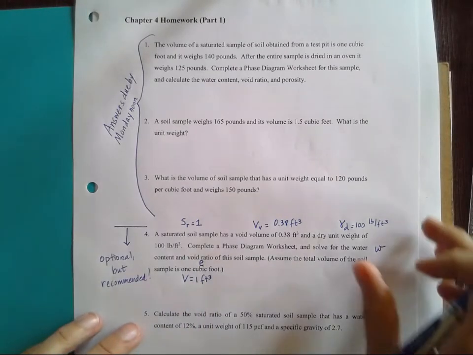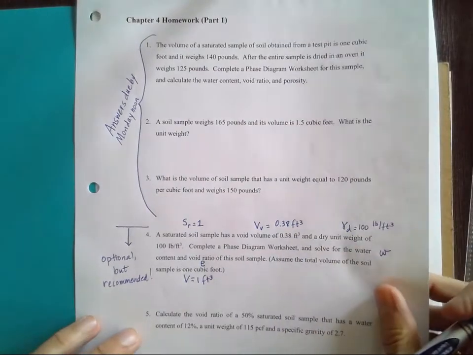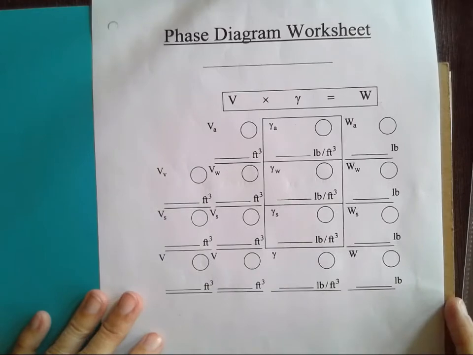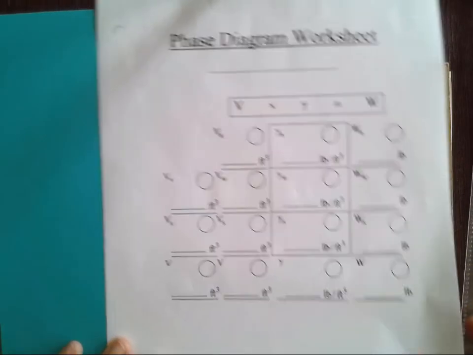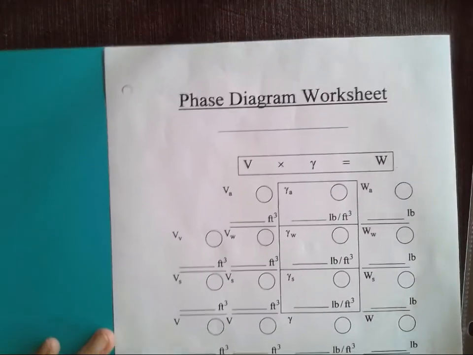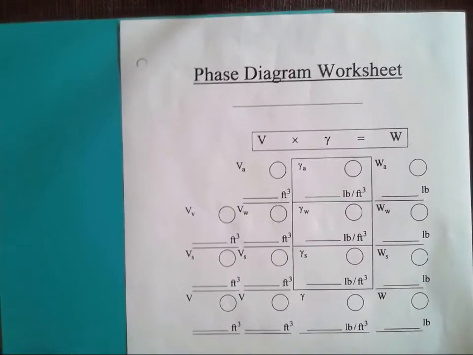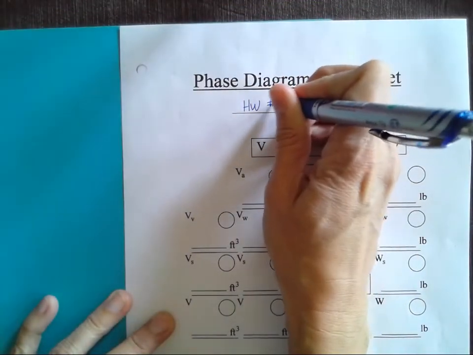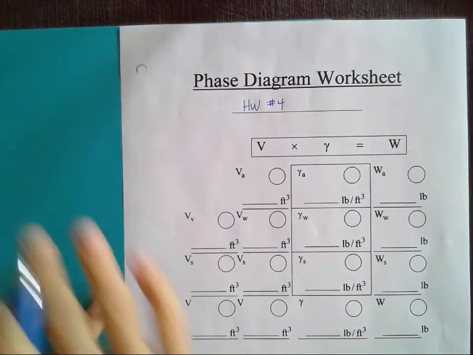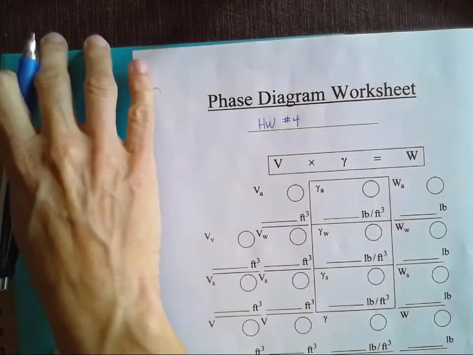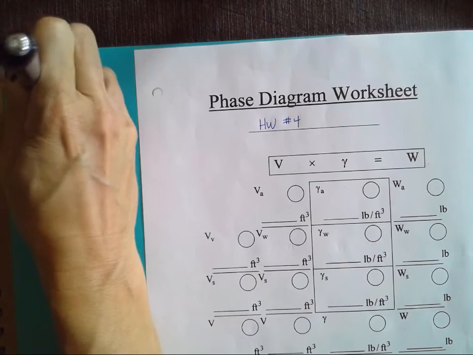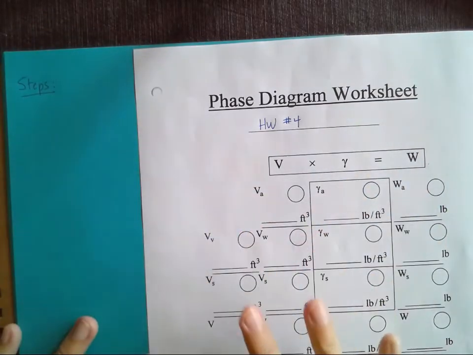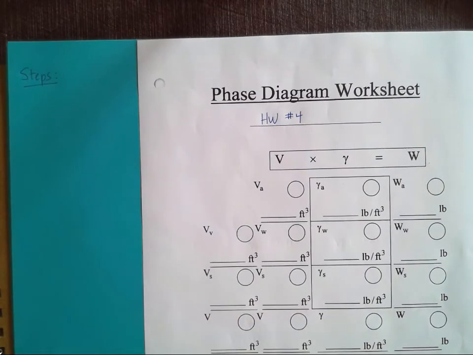All right, I know that's kind of small, but let's get to our phase diagram here, and we'll start putting some values in. So I've got a phase diagram here. This is for homework problem number 4. And then I'm going to put my steps on this page here, right next to it. Try to get these kind of back and forth so you can see it.